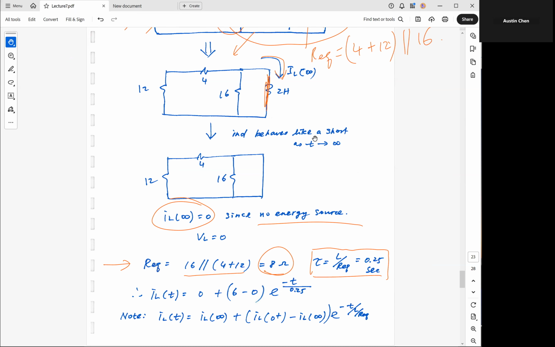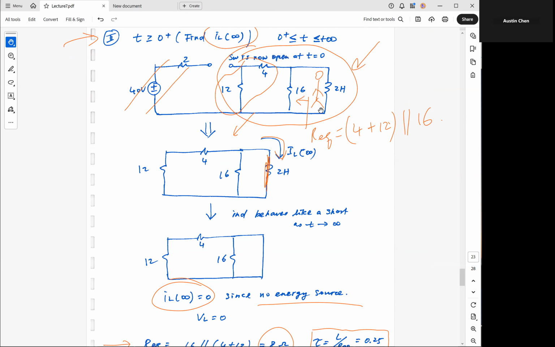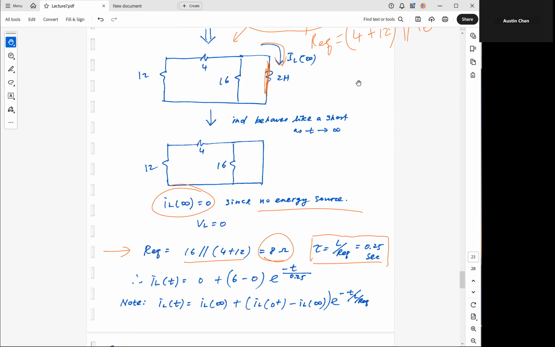and therefore my tau is equal to L over Req. So what is L? L is 2 Henry. So 2 divided by 8, so I have a quarter of a second.